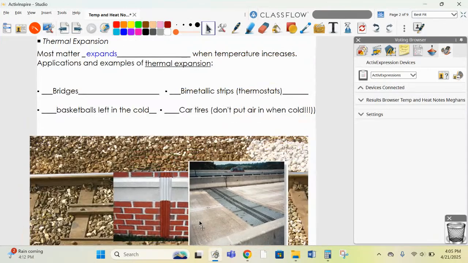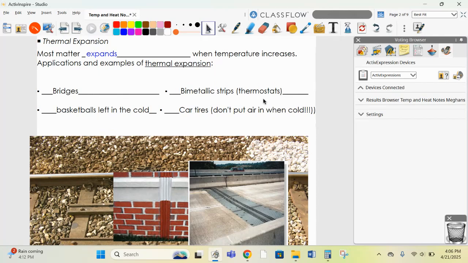It's why basketballs, if you leave them outside in your car and bring them inside during the winter, will seem like they're flat. Why your car tires, if it gets a real cold morning, you might go out and notice the check engine or check tire pressure light comes on. But don't put a lot of air in them, because as soon as things warm up, those molecules will start bouncing around more, and you could end up blowing out your tires.